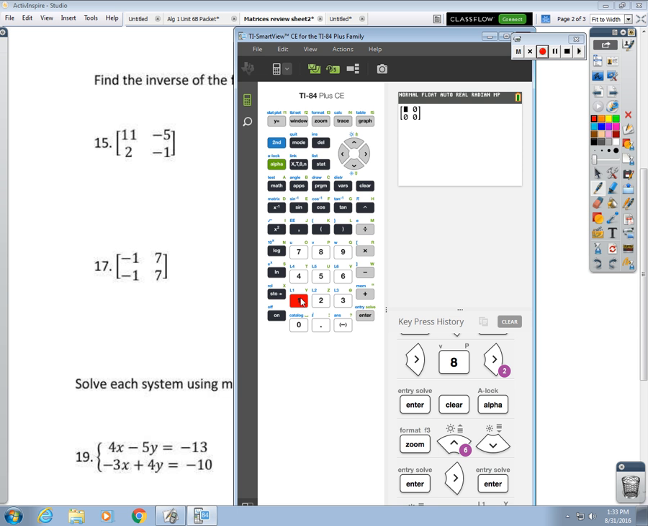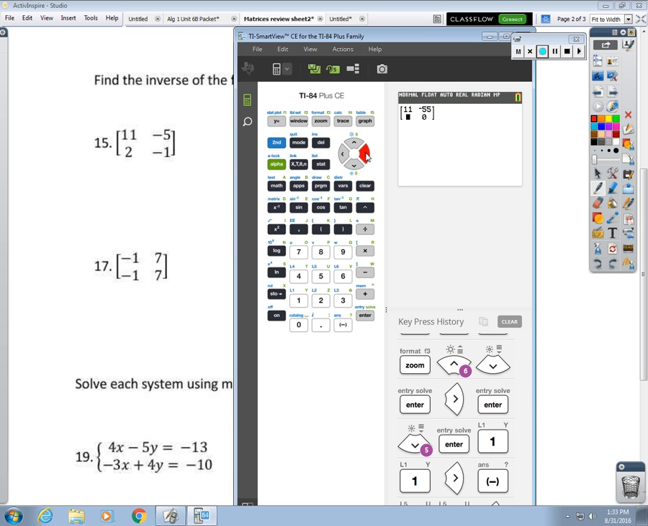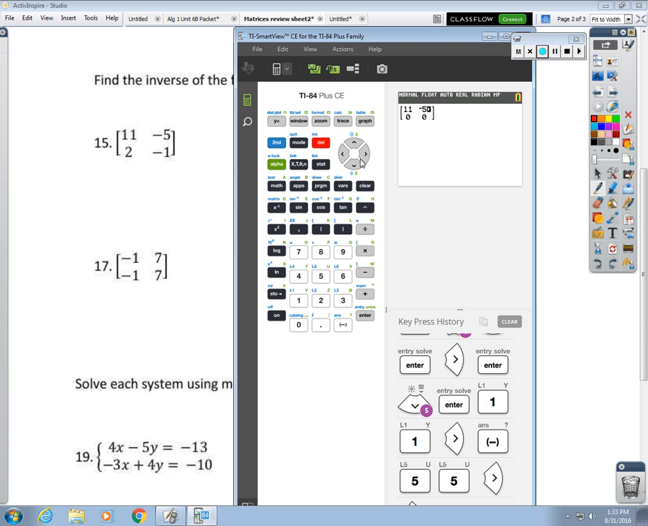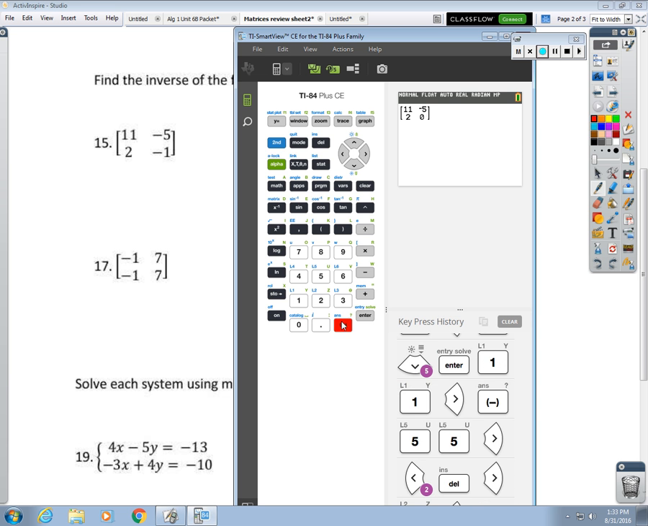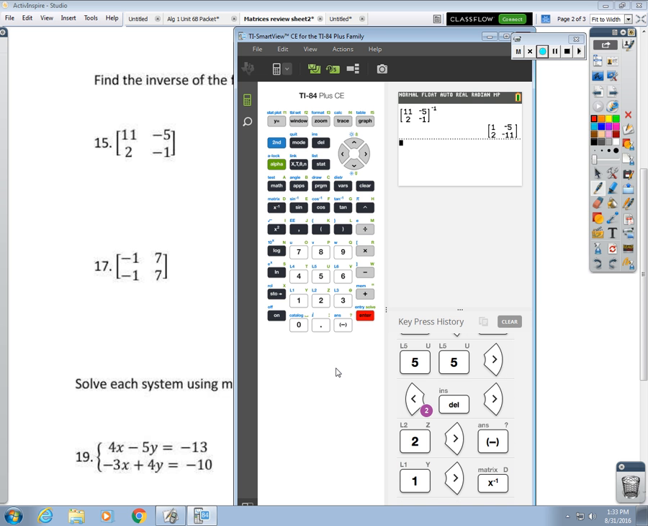Okay, the elements are 11, negative 5, and then 2, negative 1. And how is it that we do the inverse with the calculator? Right, you just hit this x to the negative 1 and then hit enter, and it does all the work for you. There's the inverse: 1, negative 5, 2, negative 11.